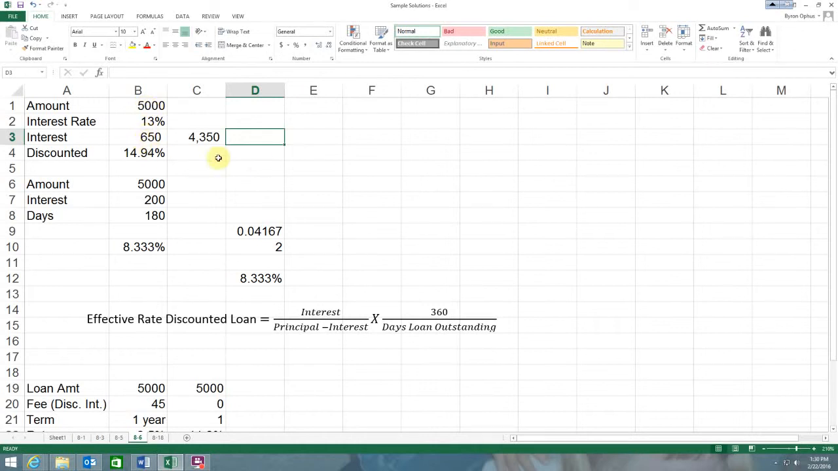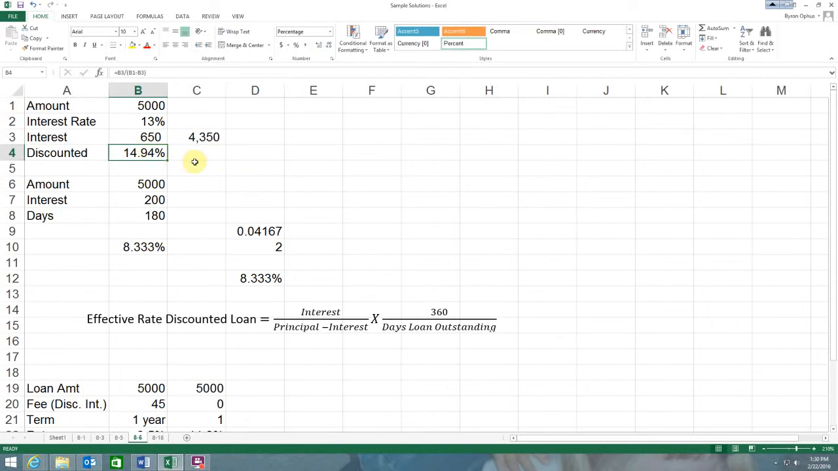So it's equal to my interest divided by, I'm going to need parentheses, the principal minus the interest, or 14.94. Okay, we knew it was going to be higher.